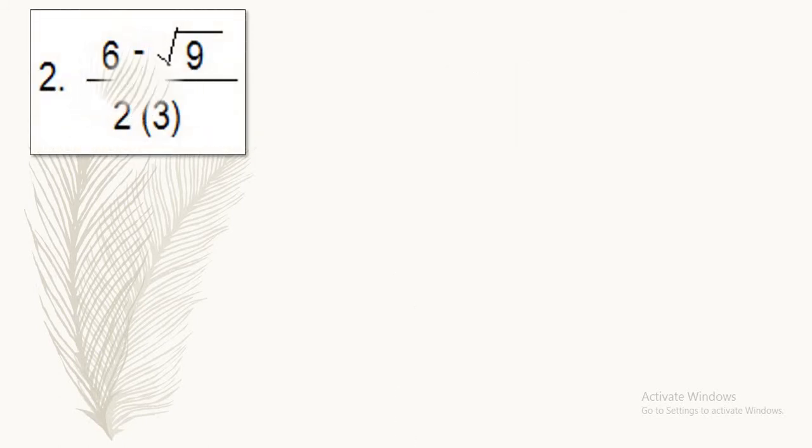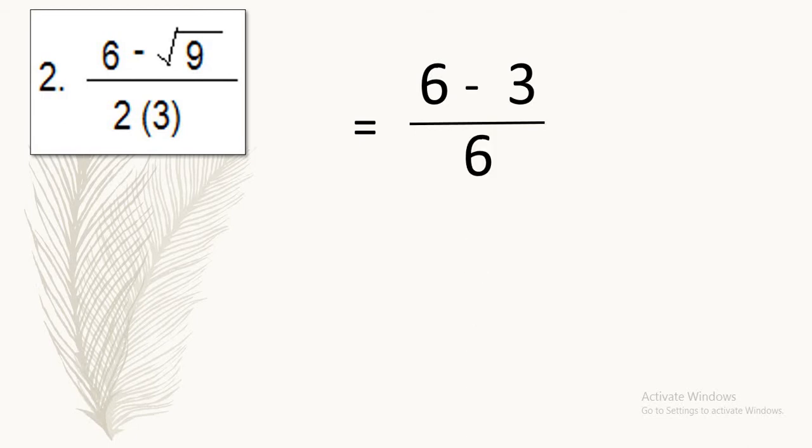Next example, we have here 6 minus square root of 9 all over 2 multiplied by 3. We have 6 minus square root of 9, which is 3, all over 2 multiplied by 3, which is 6. Simplify the numerator, which is 6 minus 3, 3 all over 6. Then simplify 3 over 6, which is 1/2.